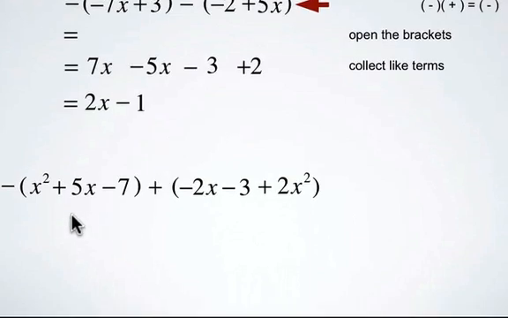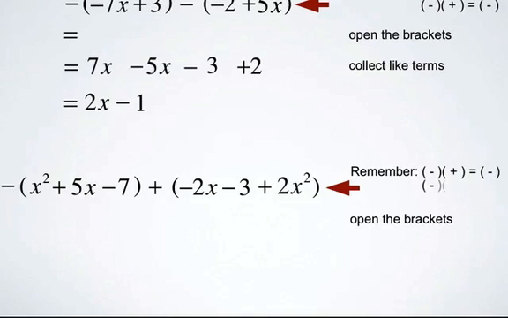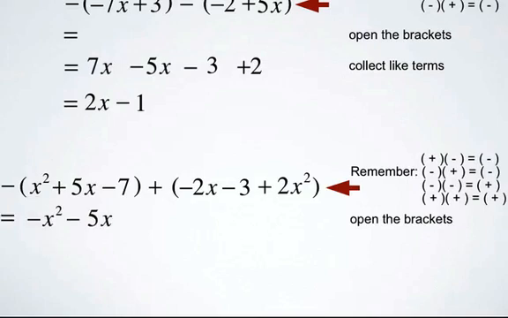So the next example, again we have signs in front of both of our brackets, but in this case we're subtracting the first polynomial and adding the second one. So begin by opening the brackets. And we're going to keep in mind all of our hints for the signs. Negative x squared, negative 5x, plus 7. Subtract a positive, negative. Subtract a positive, negative. Subtract a negative, positive.